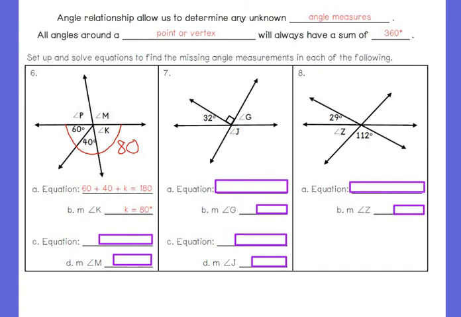Now, I can find other supplementary angles, or I could look for vertical angles. I see K is vertical to somebody. Who is it vertical to? It's not vertical to M. It's vertical to P. Well, that tells me P is how big? 80 degrees, because they're vertical.